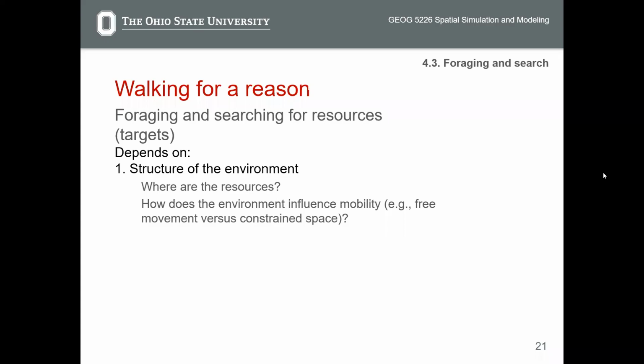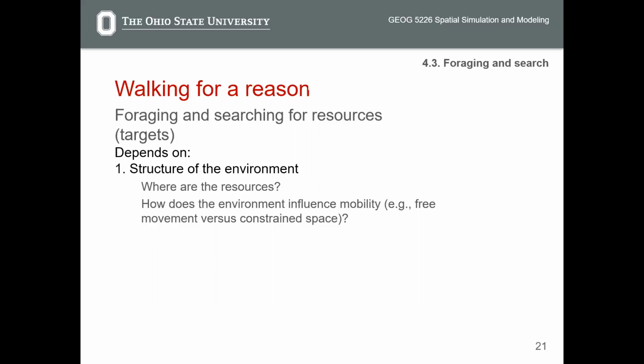Okay, today we're going to discuss another type of random walking. It's called walking for a reason. Actually, it's not random walking anymore, right? It's just walking. And for walking for a reason, this reason usually you can consider as food or a resource or target, right? So foraging and searching behavior from animals, from human beings, they can be addressed by this type of model, walking for a reason.